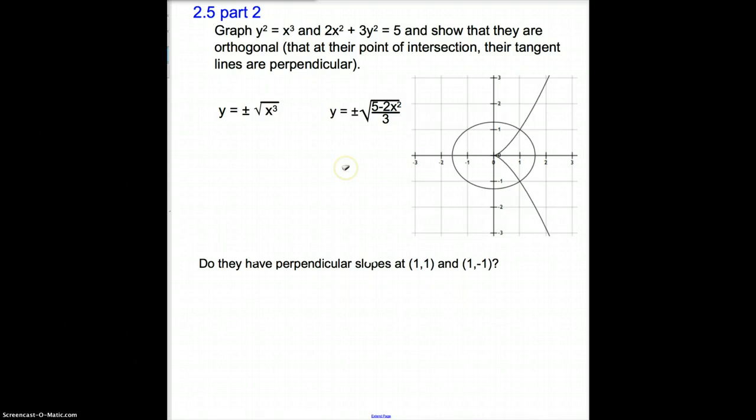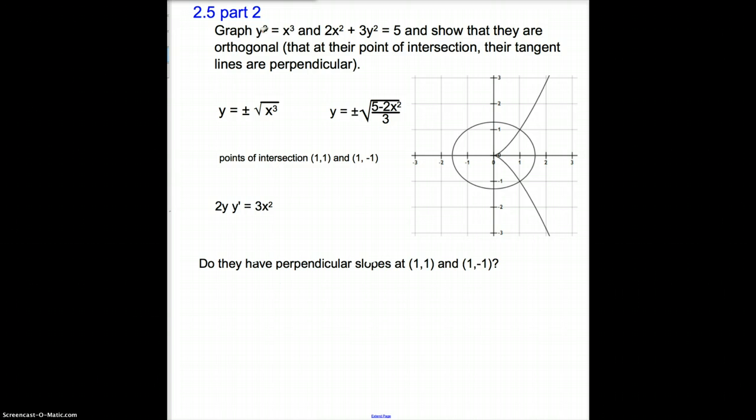Well, so then we have to figure out if they have perpendicular slopes at those points. So we need to find their tangent lines. Remember, to find a tangent line, you've got to take the derivative so that you can find the slope. So we need the derivative of the square root of x cubed, but that would be ugly to take the derivative of, so let's just do implicit differentiation.